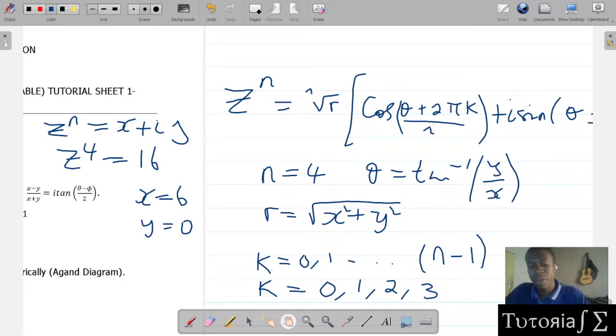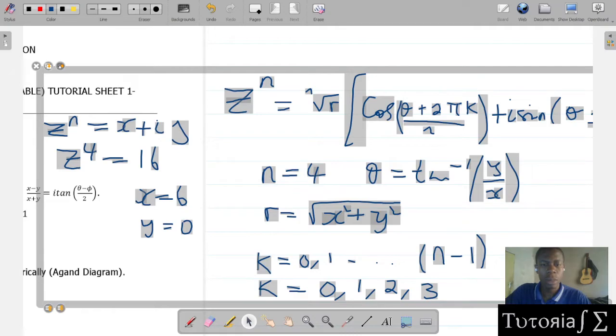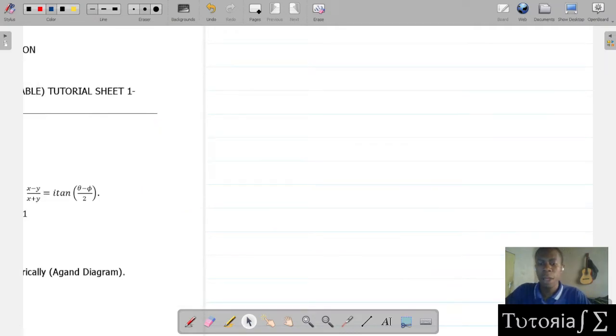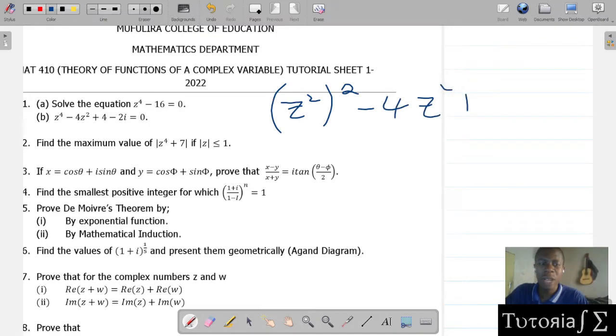So let's look at how we can approach question 2. Let me just clear this out. Question 2. This is also an equation. As you can see here, we have z to the power 4 and z squared as the only other term. This z to the power 4 can be written as z squared, all squared, then minus 4 z squared plus 4 minus 2i being equal to 0.